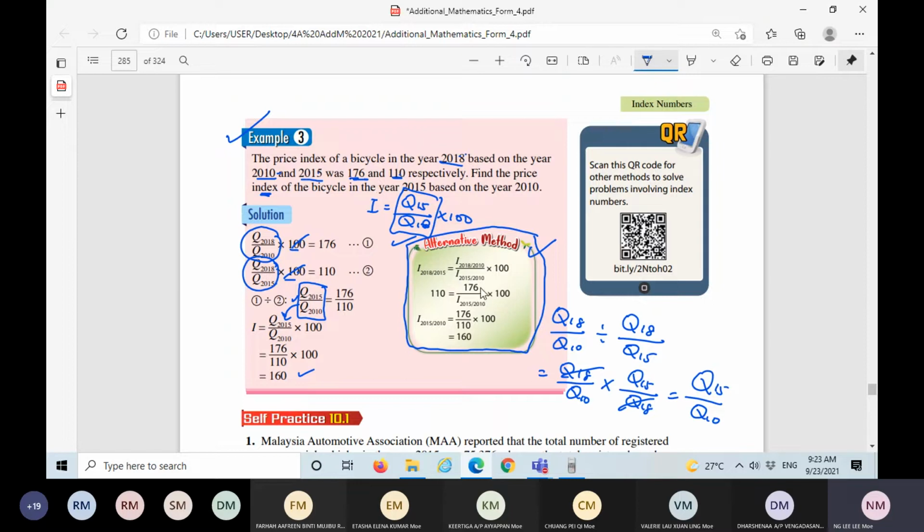So what do they want? The question, they want 15 based on 10. So you can just move this one to this side and then move this 110 to this side, and then you find the answer. Okay, so this one, if you know how to apply it, then it is very fast and very easy, you can get the answer. So this one maybe you want to copy down.